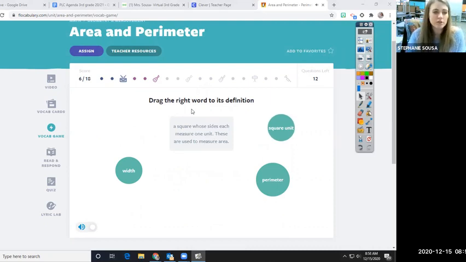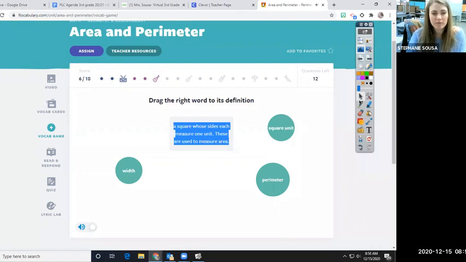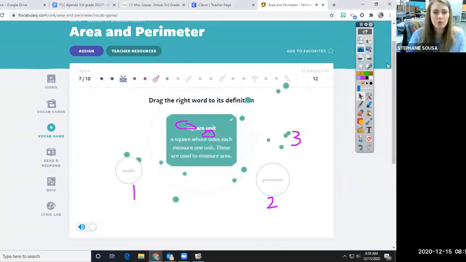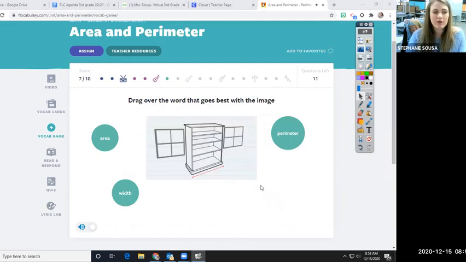Okay. Drag the right word to its definition. A square whose sides each measure 1 unit. These are used to measure area. What do we use to measure area, people? Width, perimeter, or square units? Correct. These are called square units. Those are used to measure area.